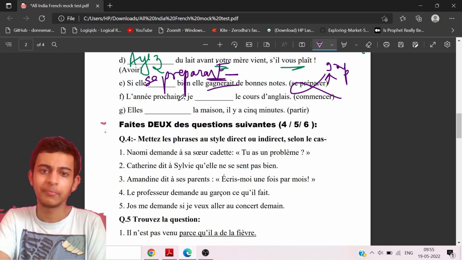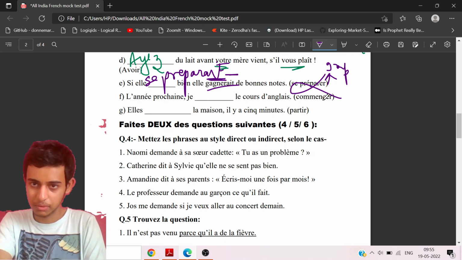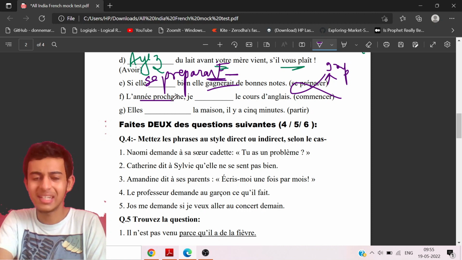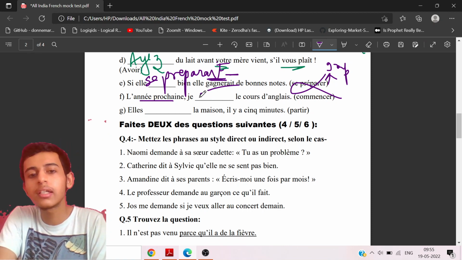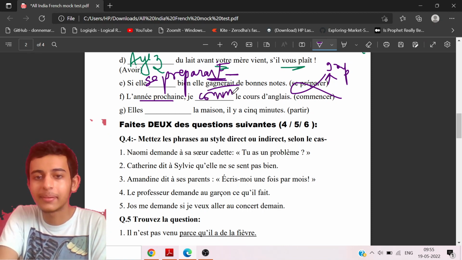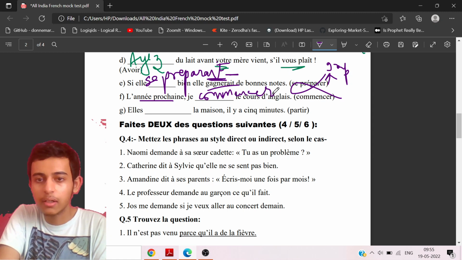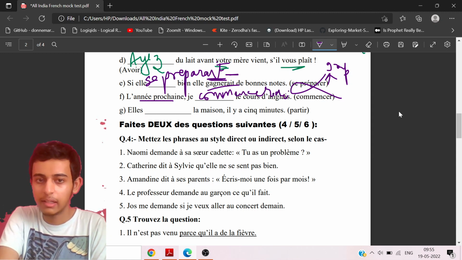L'année prochaine, je dash les cours d'anglais. So je commencerai because it is prochaine, next year. This is the indicator for using future simple. Commencerai. Commencer and adding AI.